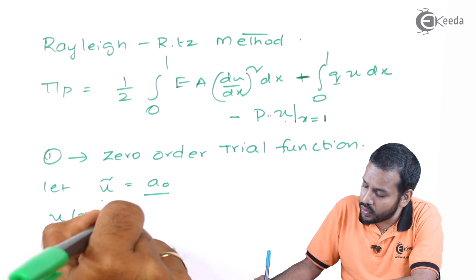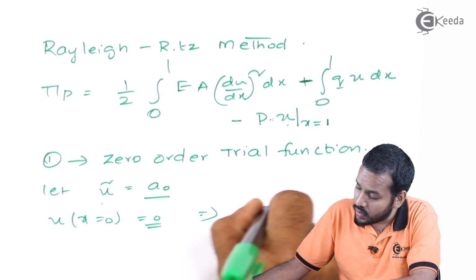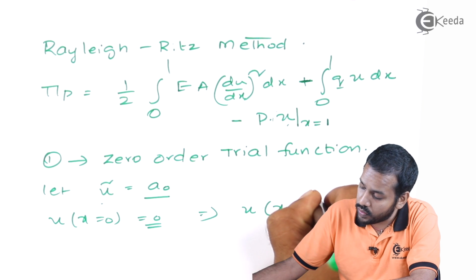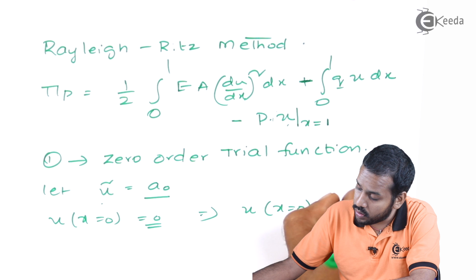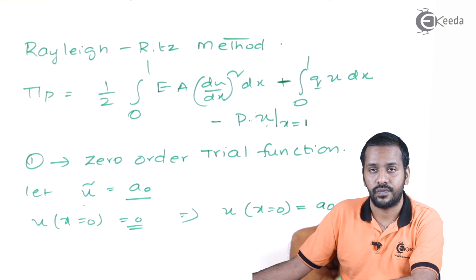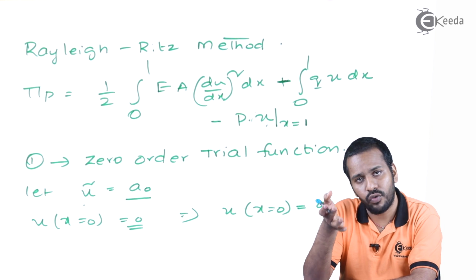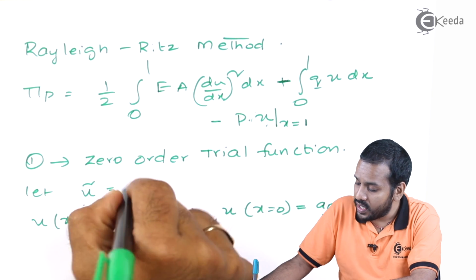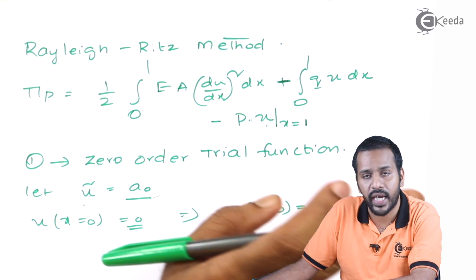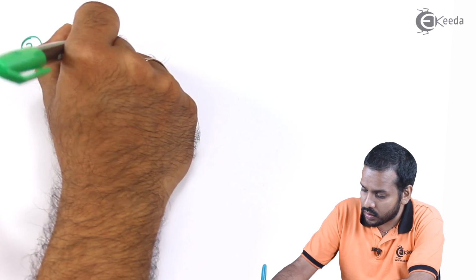U at x is equal to 0 equal to 0. That implies, so u at x is equal to 0 equal to a naught equal to 0. That is, we are getting a naught as 0, which is a trivial solution. We don't want these type of solutions. So that's why this is not a good candidate for our function. Okay, this is not a good candidate at all. Now let us increase one more order. Second one.